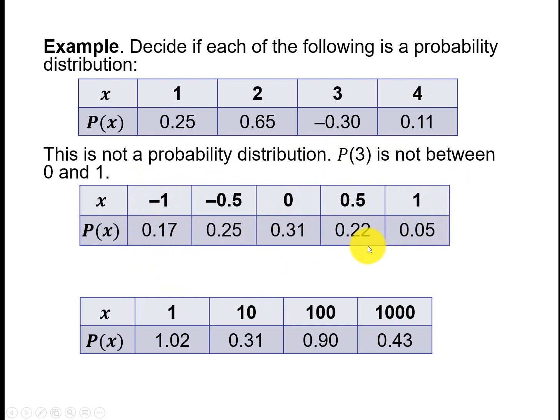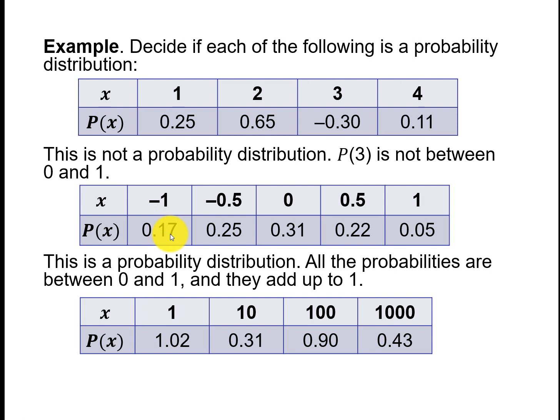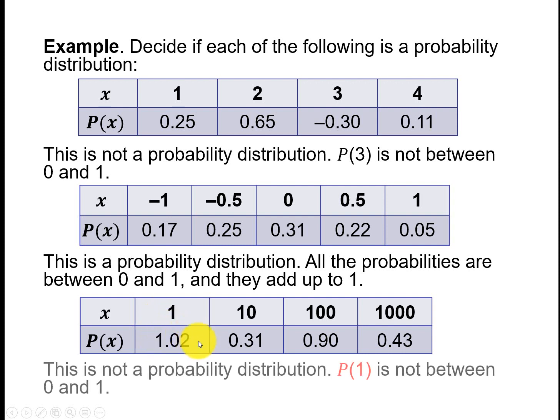So this next one, they're all between 0 and 1, but do they add up to 1? I do not think so. Oh, they do, if you add them up in your calculator. And then this last one, well, this one has a probability above 1, so this is not a probability distribution.